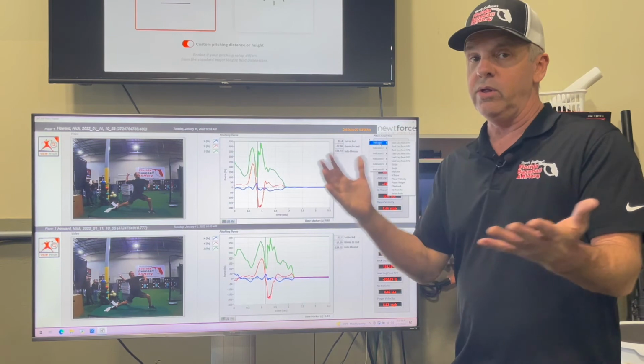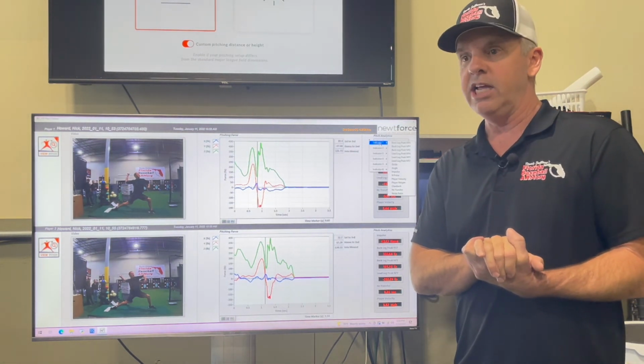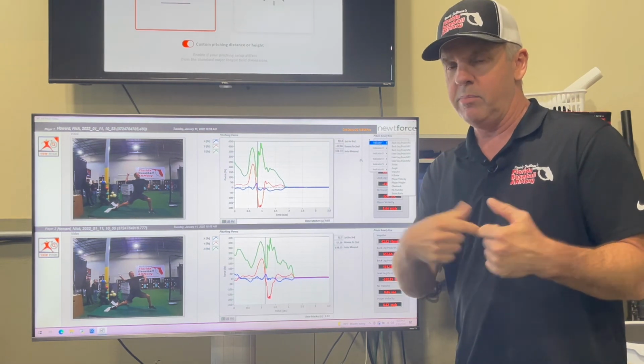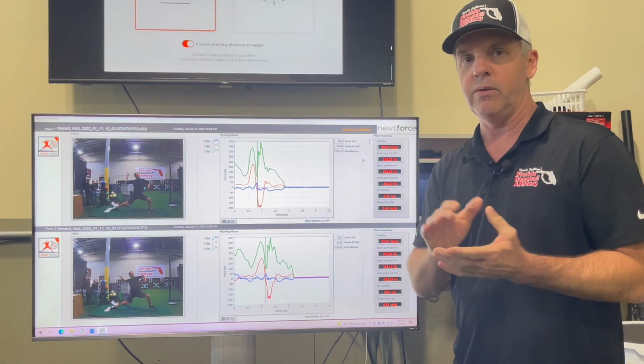So it's a really great tool. We use it a lot and get a lot of really interesting information, especially when we start comparing pitch to pitch and see what the outcome of the ball flight metrics is. So it's really cool. All right, thanks.